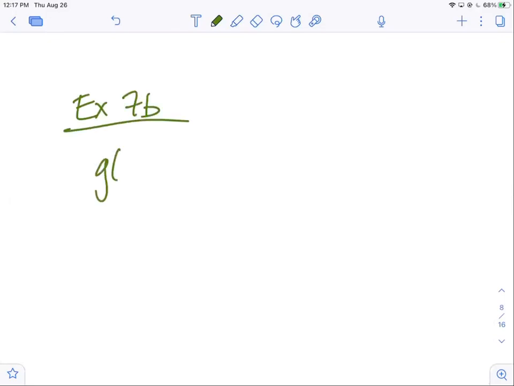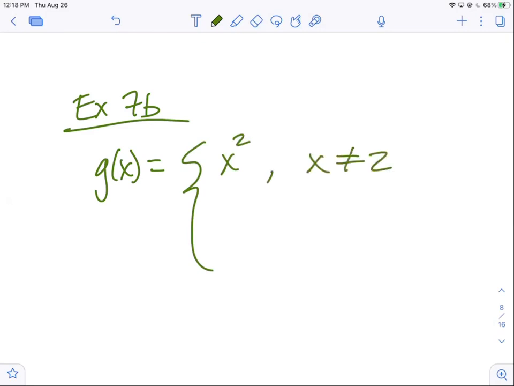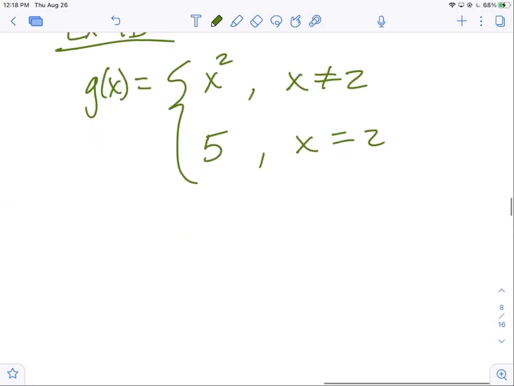What if we let g of x now be x squared when x is not 2. Otherwise, we'll let it be 5 when x is 2. Okay, let's do the same thing. You go ahead and answer this one on your own, and we'll go over it after you do.